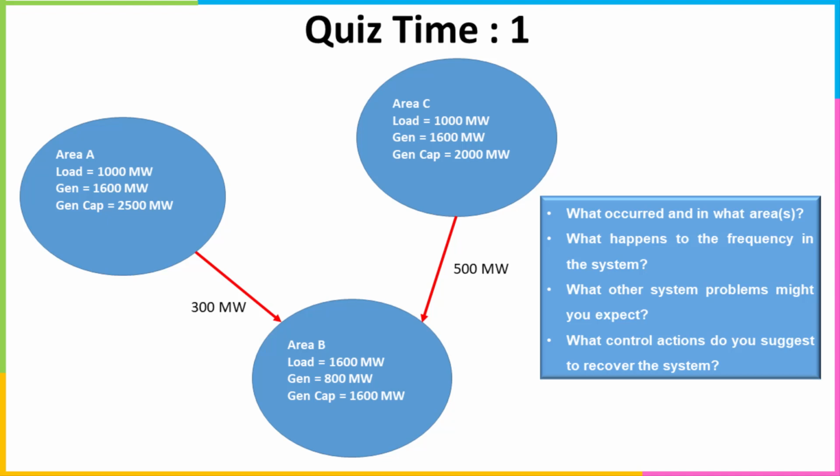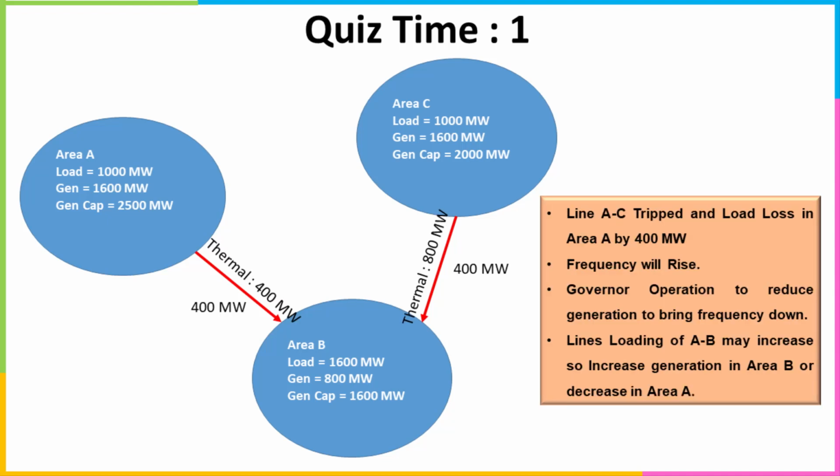So what will happen to the frequency of the system? As we know, the rest of the system is intact, but there is a loss of 400 megawatt of load. So what will happen? There is a rise in the frequency because the load has reduced. What other problems may you expect? These are the tie lines which are supplying 500 and 300, and there was a tie line supplying 100 megawatt from area C to area A, routing this power to this area. What problems can you face?